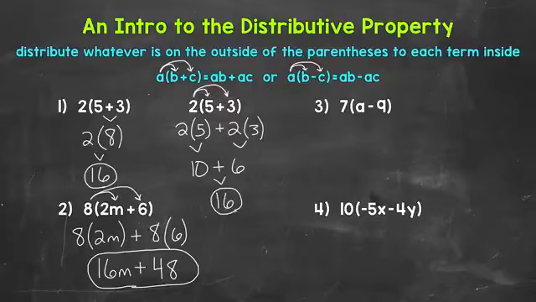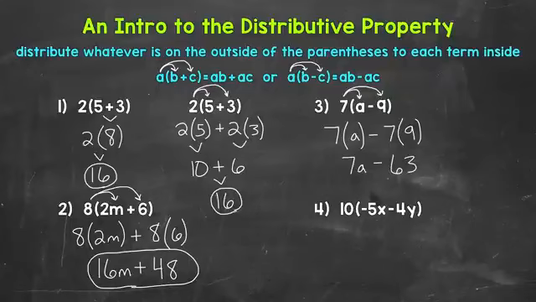Let's move on to number 3, where we have 7, and then in parentheses, a minus 9. Let's distribute that 7 to the a and to the 9. That gives us 7 times a minus, bring the subtraction sign down, 7 times 9. 7 times a is just 7a, minus 7 times 9 is 63. So we end up with 7a minus 63. We don't have any like terms that we can combine, so we are simplified and done.